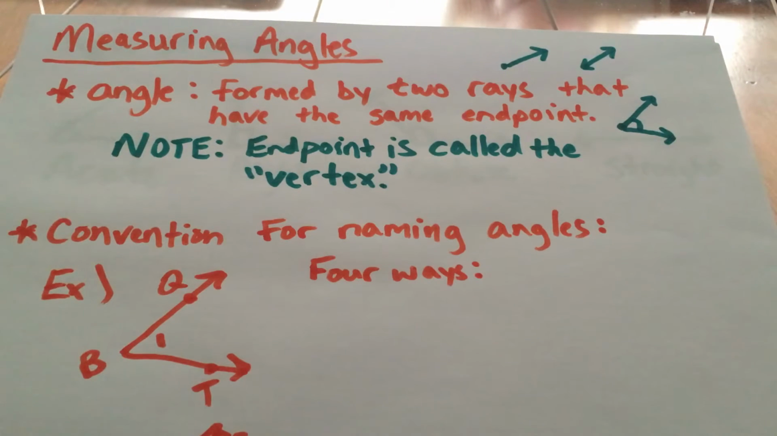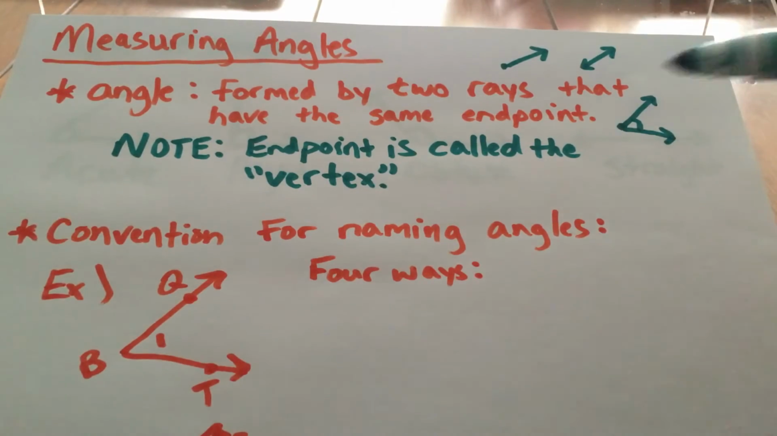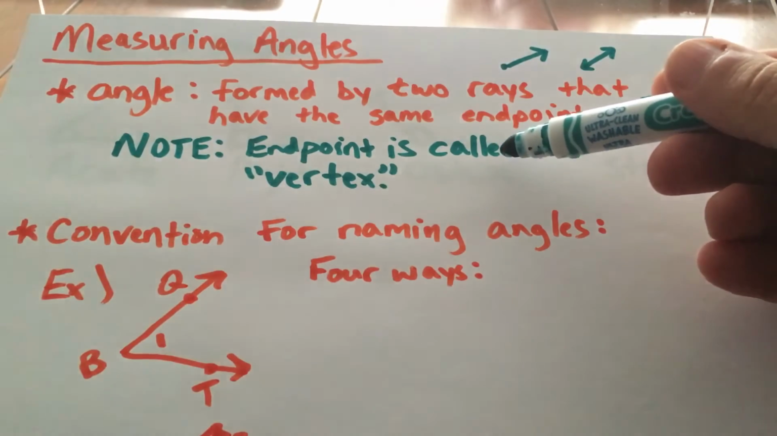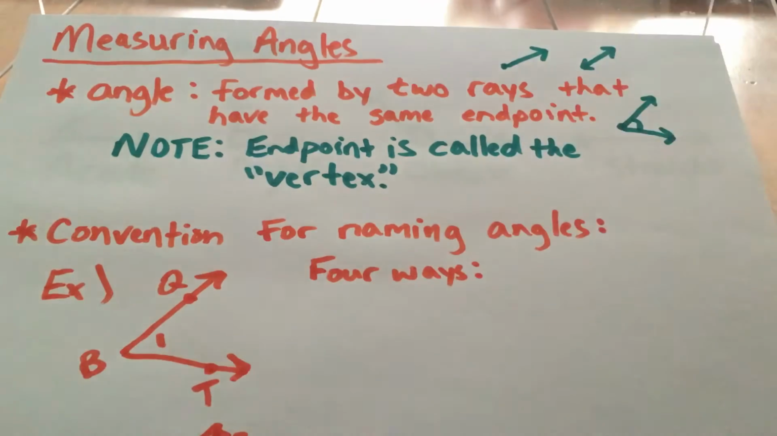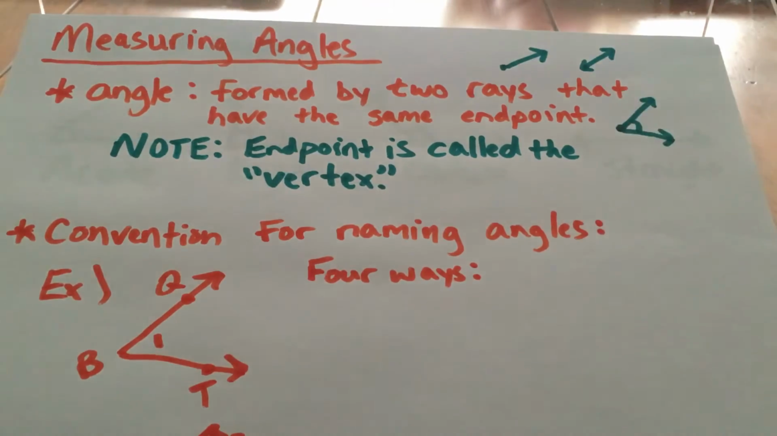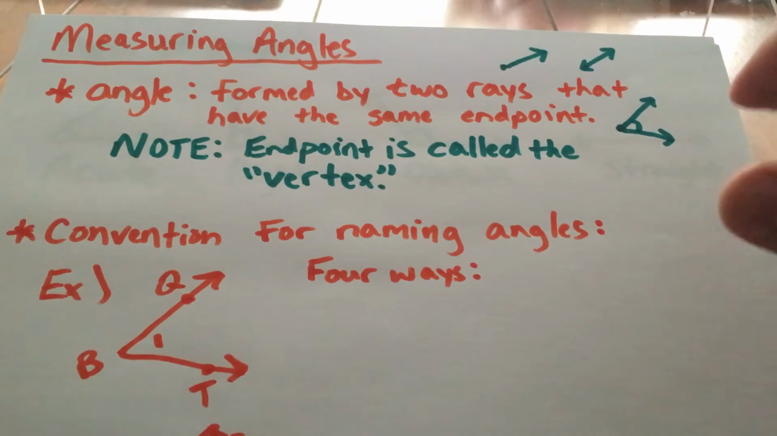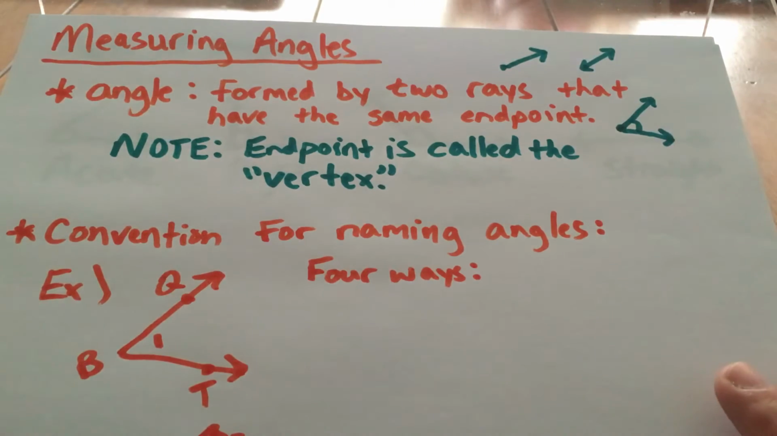Everybody knows what an angle is at this point, I'm sure, but that's the geometric definition. Also important is what's in blue here. Notice that the endpoint is called the vertex. So this little point right here where the two rays meet, we call that the vertex of the angle. It's the place where the angle converges to a point. Okay, so that's important because a lot of the problems will talk about the vertex of the angle. So knowing that definition is also important.